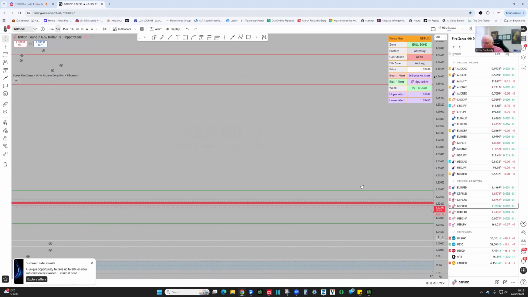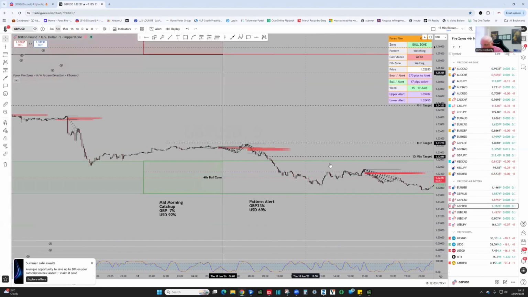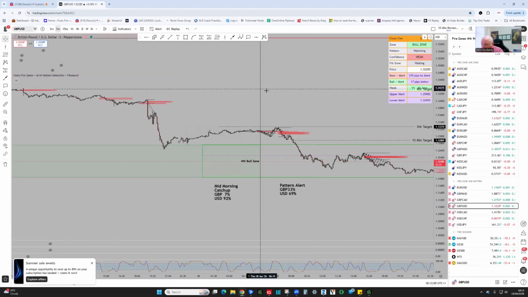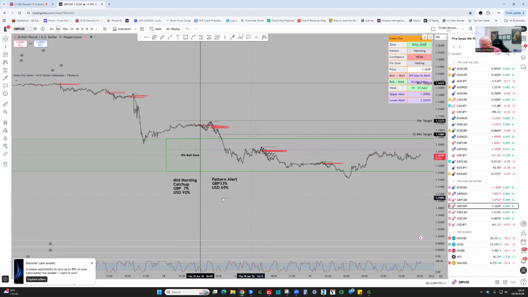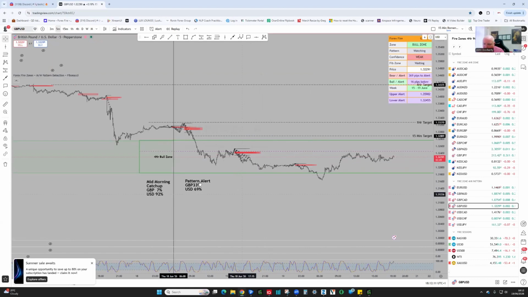The GU will come in here. We were looking for possible buys on this. I'm sure we didn't enter this at all, to be fair. The mid-morning catch-up, the pattern alert. The USD was just massively stronger than the GBP, so it was just going to push through all the buy zone, okay? Which meant I would have been looking for that violation setup sell, and it didn't come. It didn't come below this.